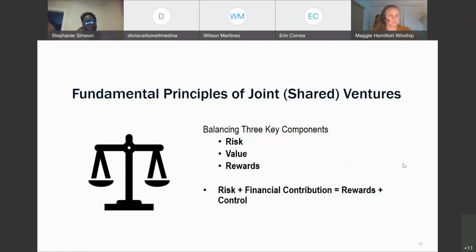This portion here, you want to look at these three components. What is the risk? Is the risk higher than the value? Is the value higher than the reward? You're constantly playing this balance game. The best formula here, and I'm glad Maggie put it here, is risk plus financial contribution equals rewards plus control. Now, obviously we can do the math here. 1 + 1 always equals 2.